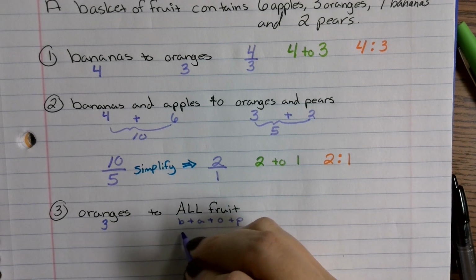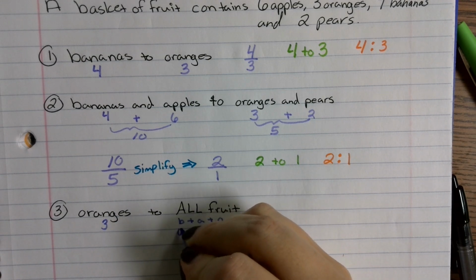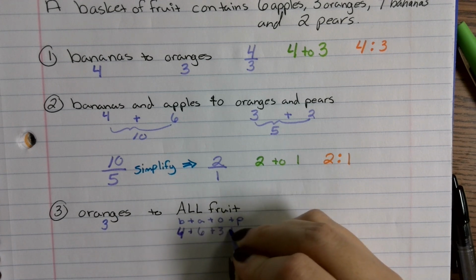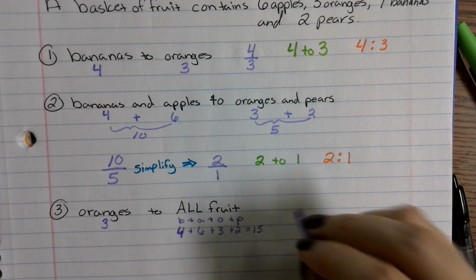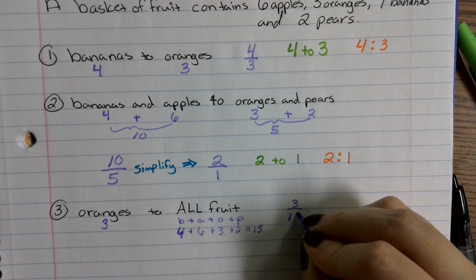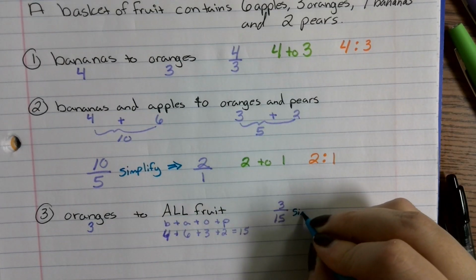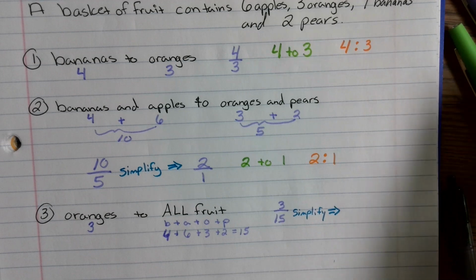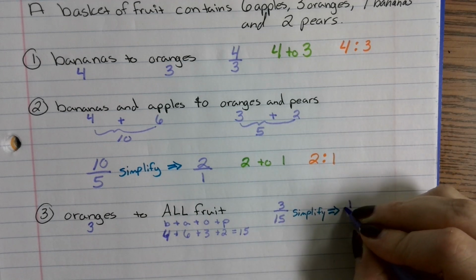That means you would be taking 4 plus the 6 plus the 3 plus the 2. That would come out to 15. So then when you write it as a fraction, you're going to have 3 over 15. But can you simplify 3 over 15? Yes. You need to make sure that you simplify. Simplified form would be what? 1 over 5.